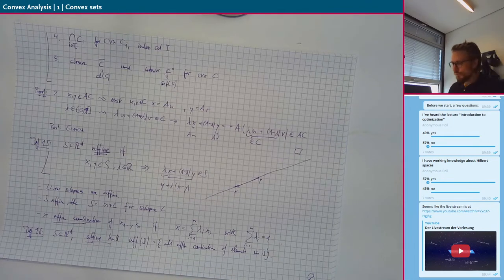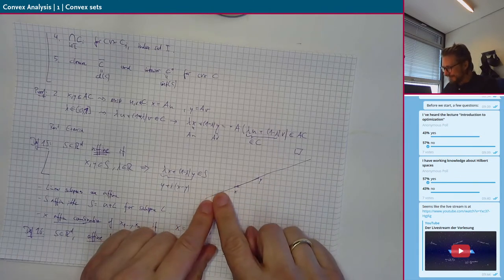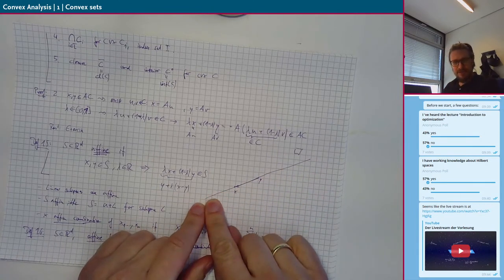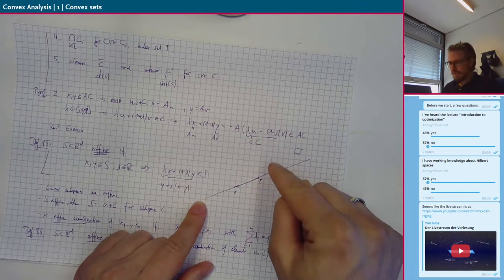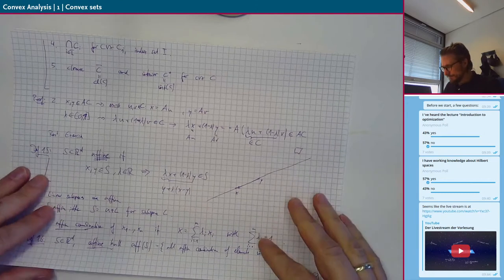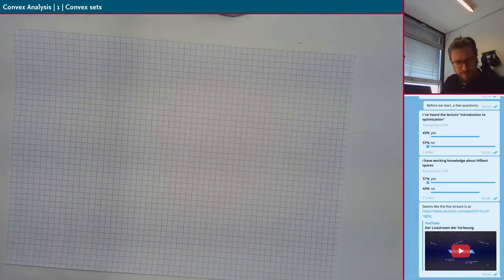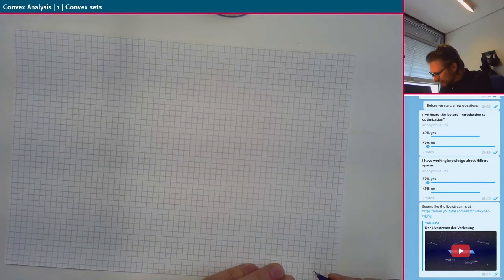So what you can do, if you have a subset of an affine space, you can talk about the interior and the closure within this set. And that's important, and that's the last thing we're going to do before the break. So maybe I just do a short sketch.